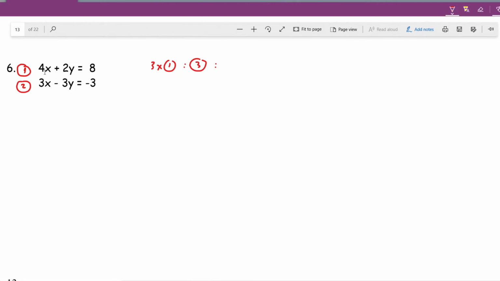So equation 3: multiplying this by 3 is going to give me 12x plus 6y equals 24, since 3 times 8 is 24. Now equation 2, I'm going to multiply that by 2 and call that equation 4. So doubling everything gives me 6x minus 6y, and double 3 is 6, so that's going to give me minus 6.